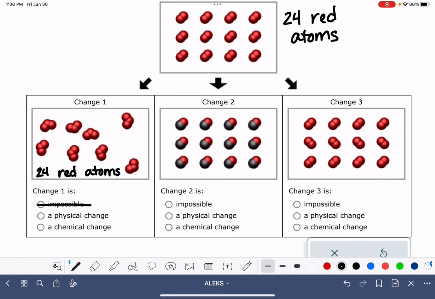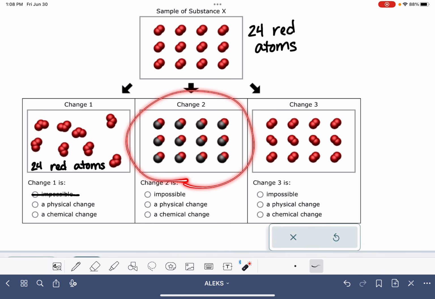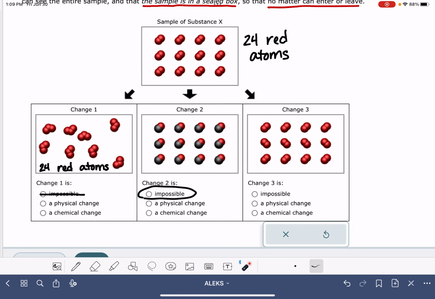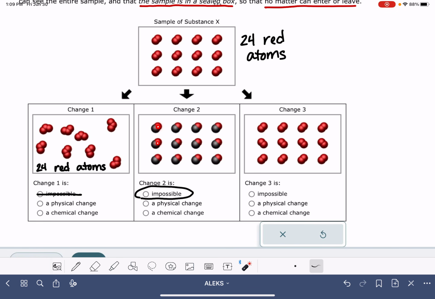It's possible. For this one, this is an impossible situation because we have introduced these black atoms into the mix, and that's not allowed because the box is sealed. Also, because we've lost some of our red atoms, 12 of them. So we've lost 12 red atoms. We've gained 12 black atoms. That is impossible if the box has been sealed.